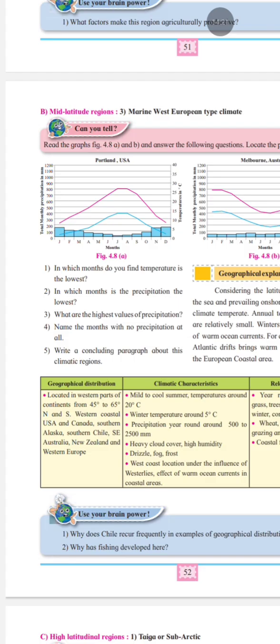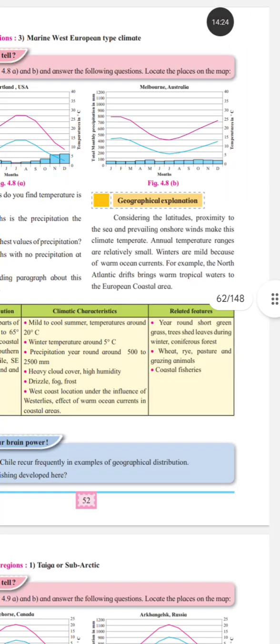So let's go with the geographical explanation. This climate is influenced strongly by two things. First is proximity to the sea and prevailing ocean onshore winds. Because of this, the climate remains temperate. The annual range of temperature is relatively small. One important reason for mild winters is the influence of warm ocean currents. For example, we can say that the North Atlantic drift brings warm tropical waters towards the coastal areas of Europe. This helps keep the winters relatively mild.